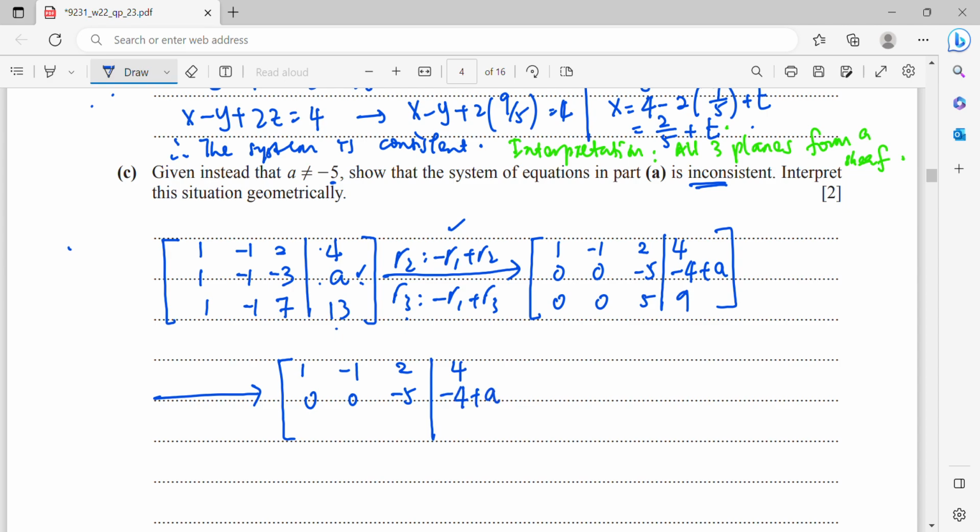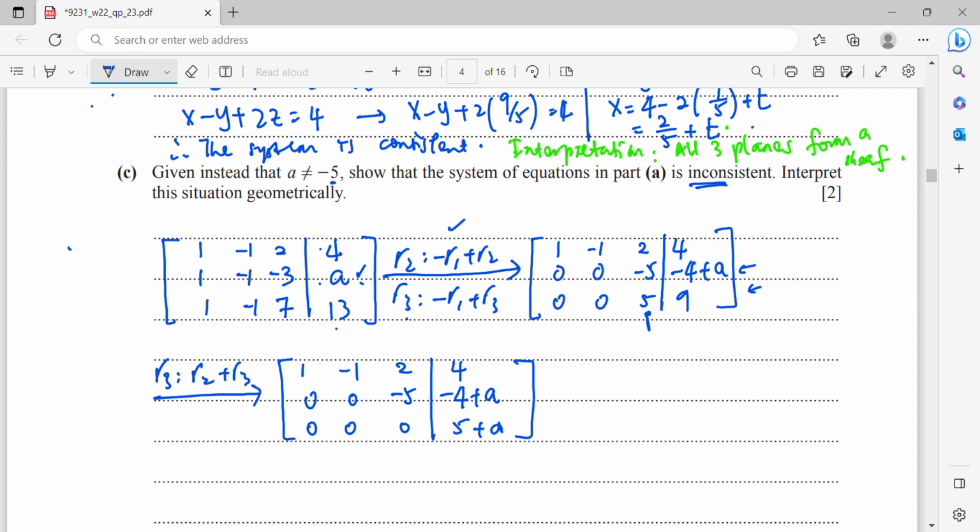Now, third row, I need to change the 5 to 0, so I refer to row 2 and row 3. Row 3's value is 5 and row 2's value is minus 5, so we add up these two rows so that it will be 0. Minus 5 plus 5 is 0. For the value after the line, we add these two values: minus 4 plus 9 gives 5, then plus a.